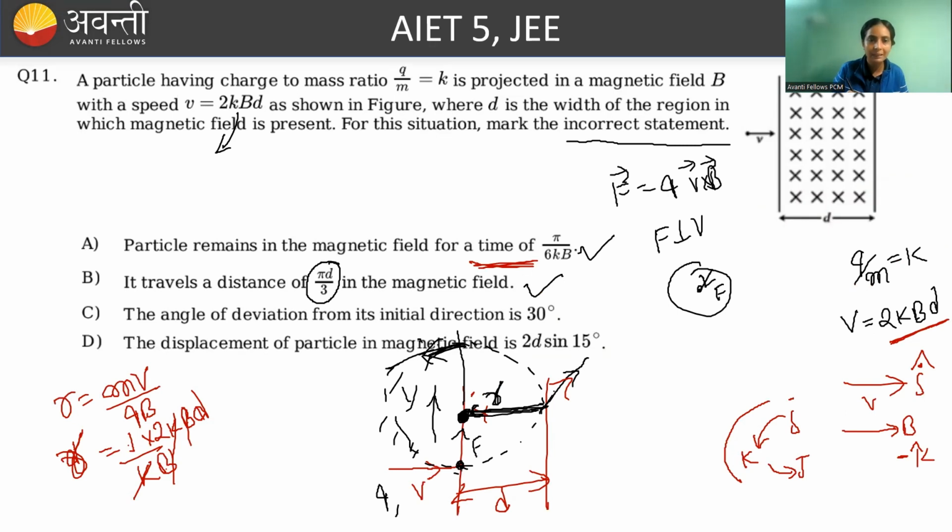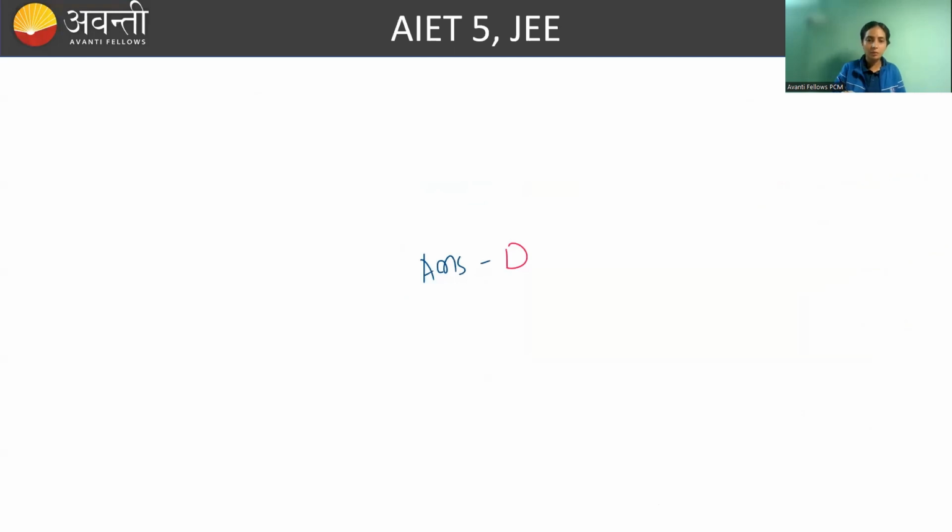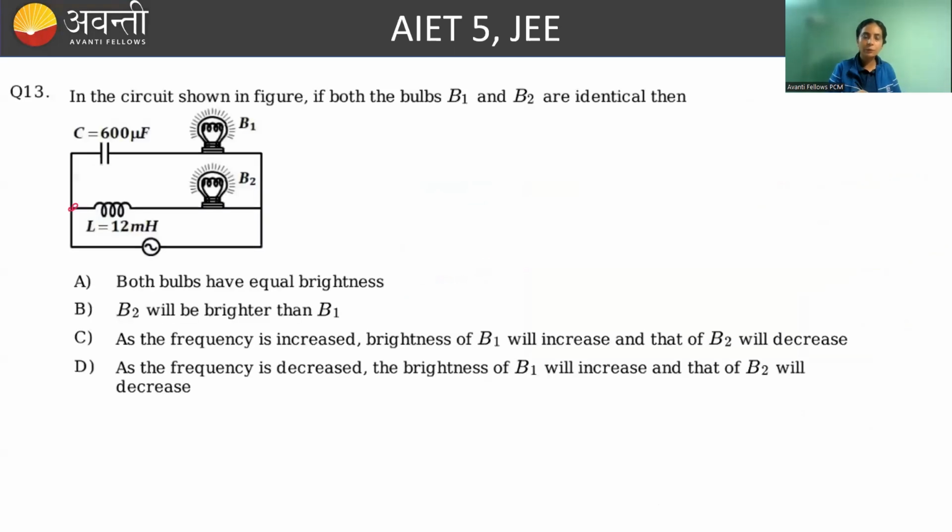Displacement of the particle in the magnetic field is this. You can calculate it, but since we have sorted all these three, we don't need to waste our time. This is the correct option, that is, the incorrect statement. Okay, so this is all. Now let's move on to this question.